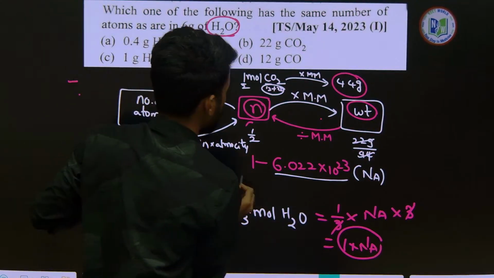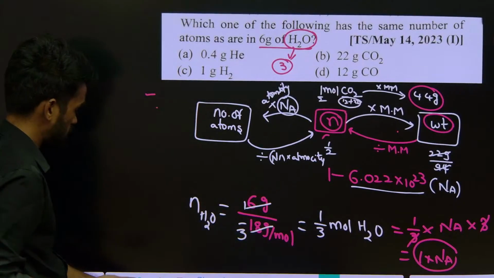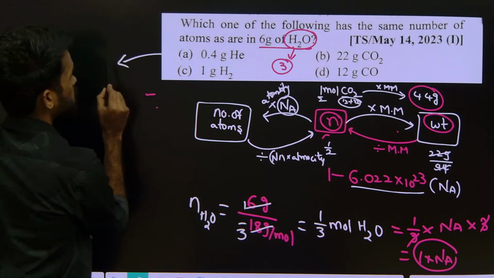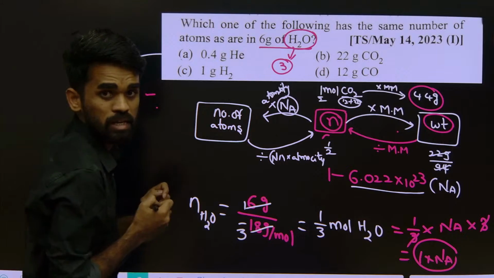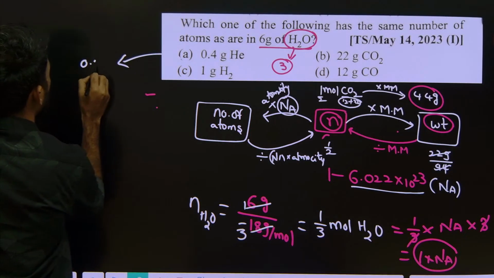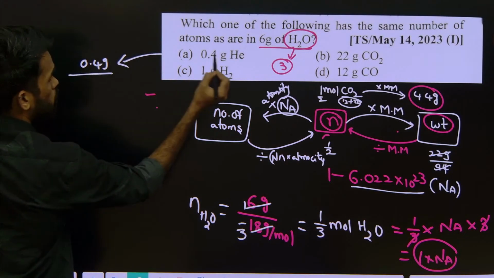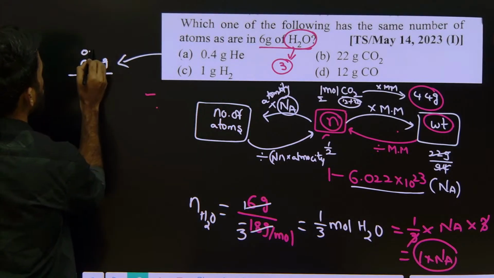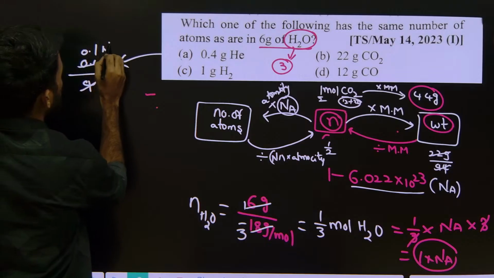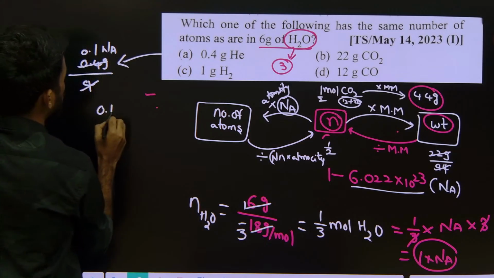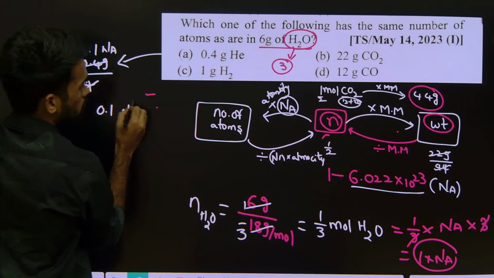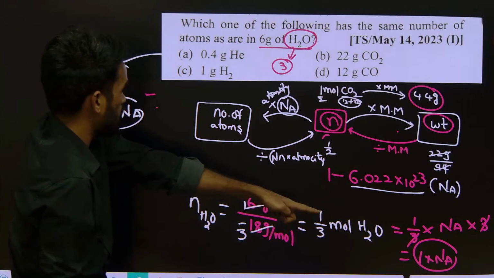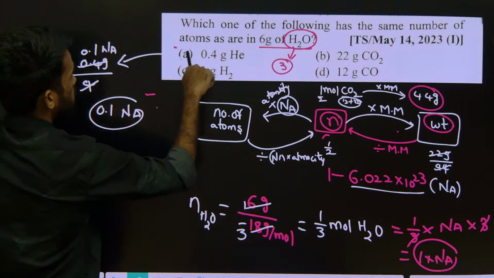In the same way, we need to verify the options. In the first option they gave 0.4 grams of helium. So take 0.4 grams divided by its atomic mass, which is 4. It means you are going to get 0.1 mole. So 0.1 mole is nothing but 0.1 into Avogadro number. This is not equal to that, because that is 1 Na and this is 0.1 Na. So not option 1.